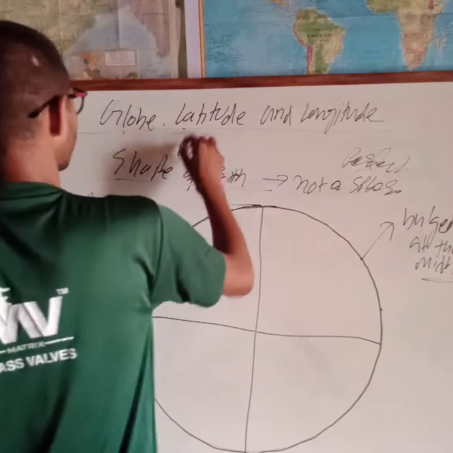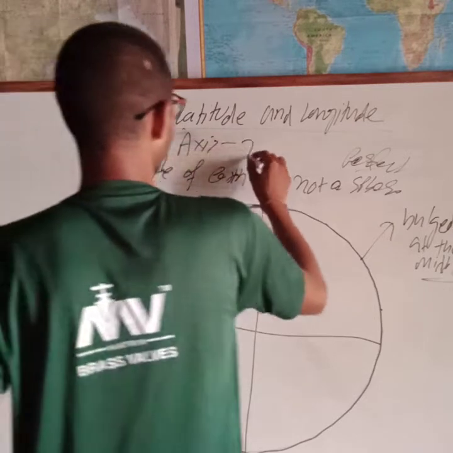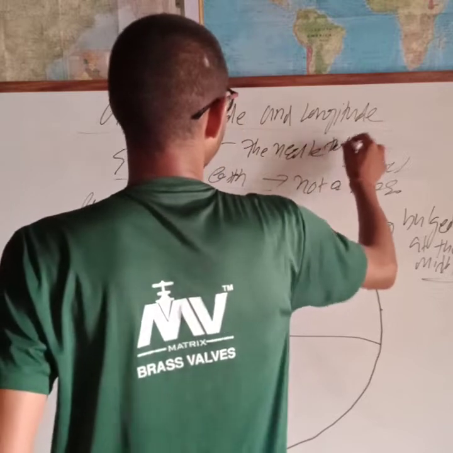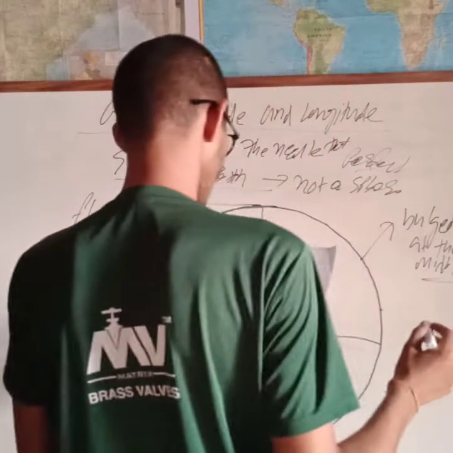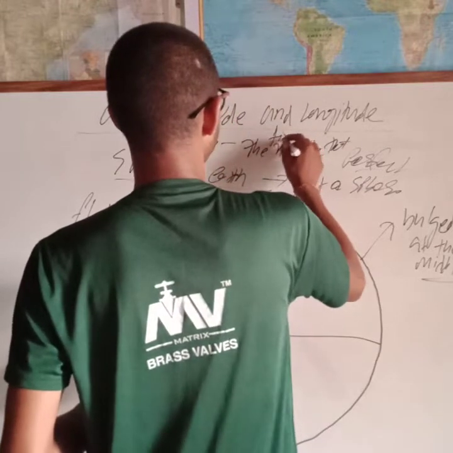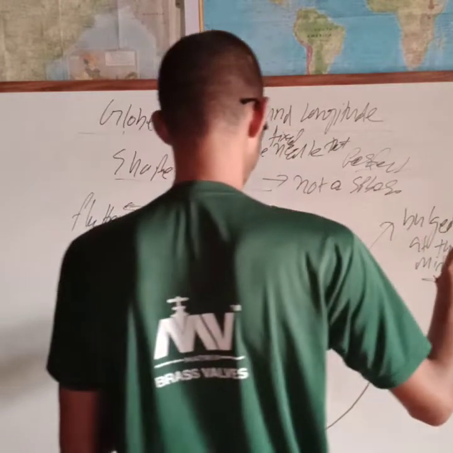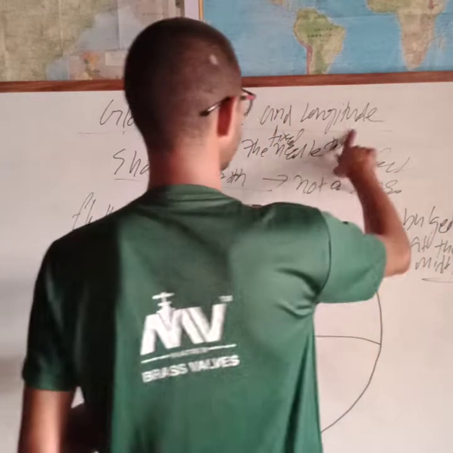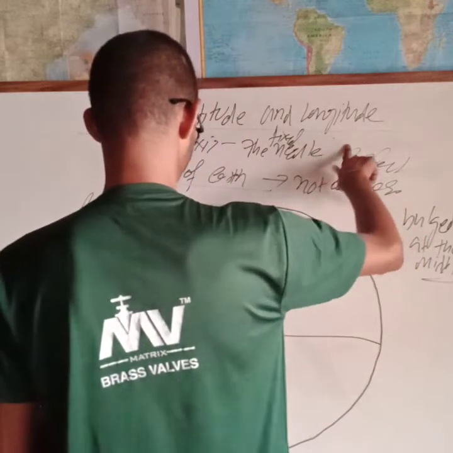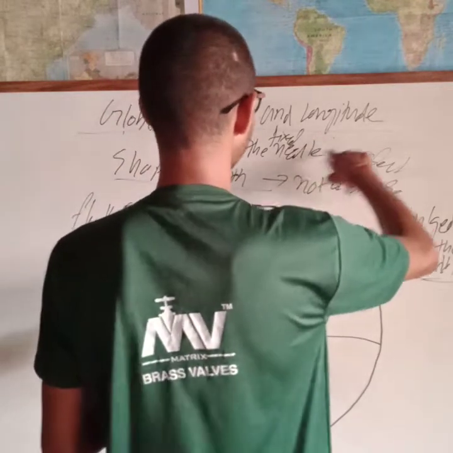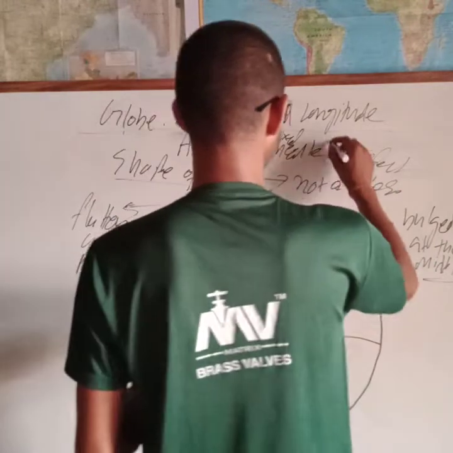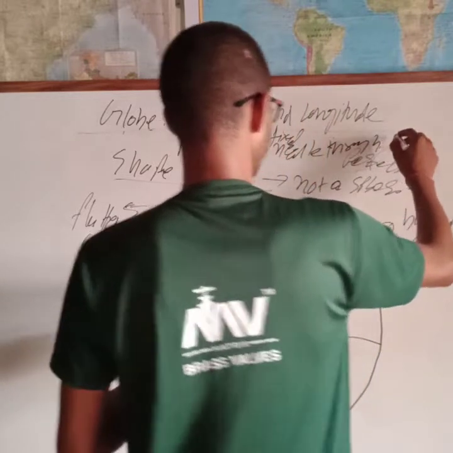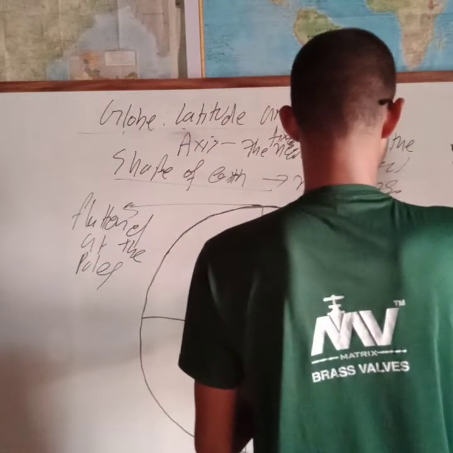Let me write it in. Axis, the needle. Actually, it's a fixed needle. It's a fixed needle that is fixed through the globe. The needle is fixed through the globe.